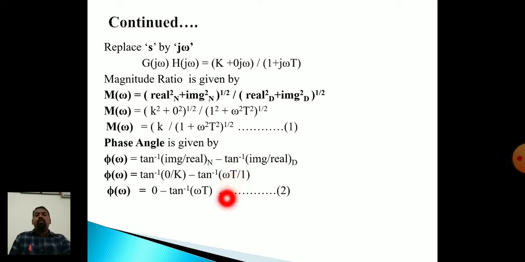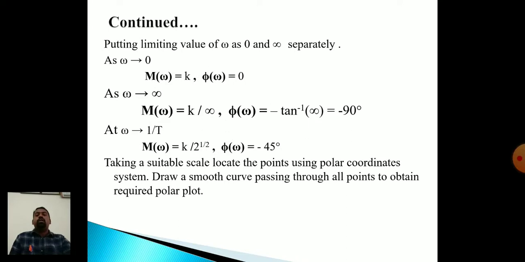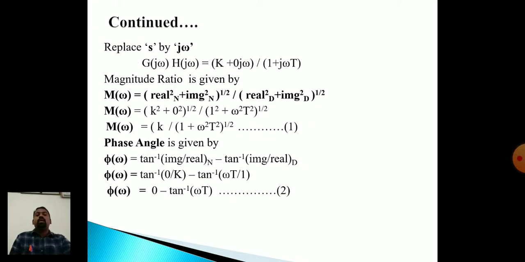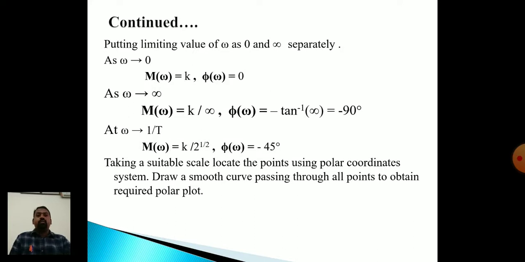So that is phi omega equal to minus tan inverse of omega t. Instead of omega you substitute 1 by t. So that is 1 by t into t. So t cancels, so only 1. Tan inverse of 1 is 45, so that is minus 45, because it is minus of tan inverse of omega t. So that will have the minus 45.